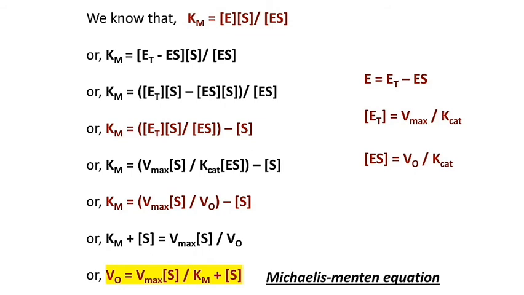Now we know that ES equals V0 by Kcat, or V0 equals ES into Kcat. If we substitute the value of Kcat into ES with V0, then we will get Km equals Vmax into S by V0, whole minus S. And after arranging all of them, we will get the final equation, that is V0 equals Vmax into S by Km plus S, which is known as the Michaelis-Menten equation.